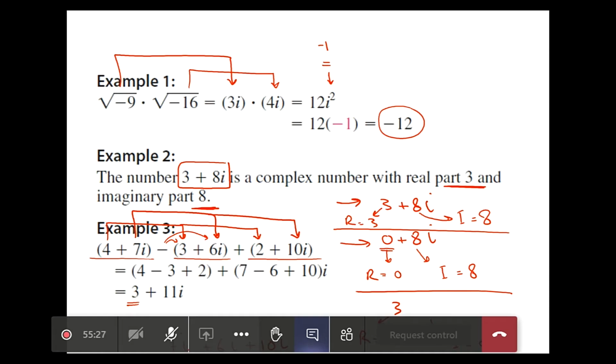Why not plus 6? Because we have a negative outside the brackets. We must multiply the negative. Don't forget, multiply first. After that, add. So firstly, simplify. Any number outside the brackets, we must put it inside and multiply in each term. So this is not positive 6, negative. 7 minus 6, we have 1. 1 plus 10, so we have 11i.